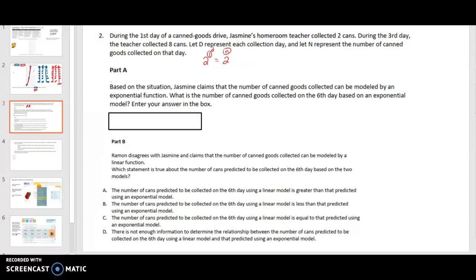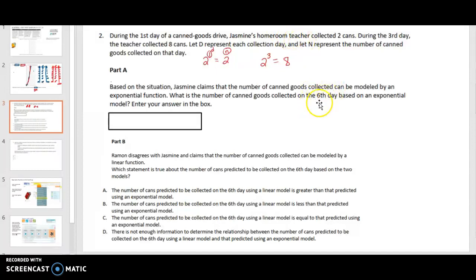So let's test this theory. If we go to the third day, if we change that to a 3, is it how many cans they collected? And it is, because 2 to the 3rd power is 8. So far, Jasmine is right. It says let N represent the number of cans collected that day.